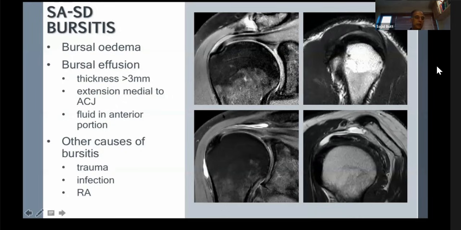You can get a bursal thickening not just because of impingement, but because of other primary pathologies affecting the bursal spaces like trauma, infection, and inflammatory arthropathies like rheumatoid arthritis. So be mindful of that once you see bursal fluid, it doesn't always mean that it's actually bursitis, but it can be because of other reasons also.